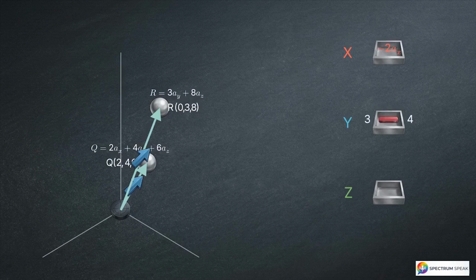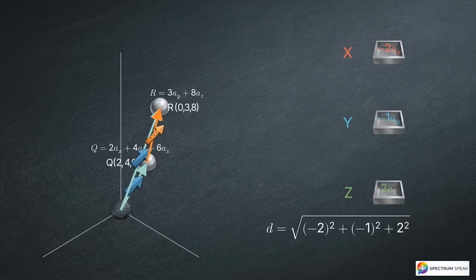Step 3, subtract the components. X-axis, 0 minus 2 is negative 2ax. Y, 3 minus 4 is negative 1ay. Z, 8 minus 6 is 2az. The resulting vector is negative 2ax minus ay plus 2az.